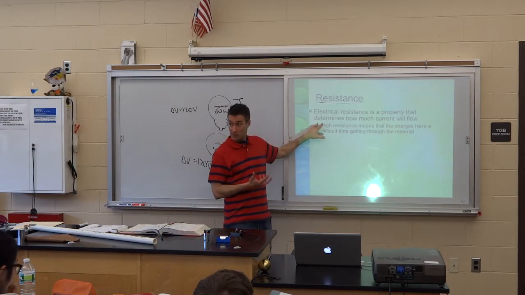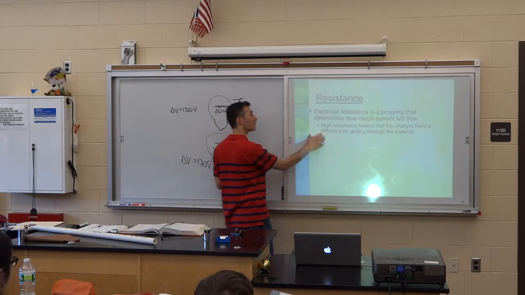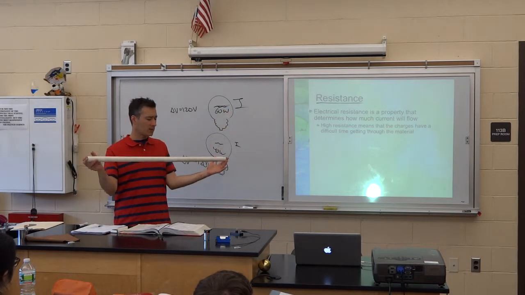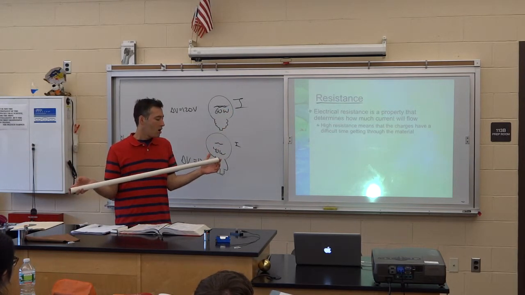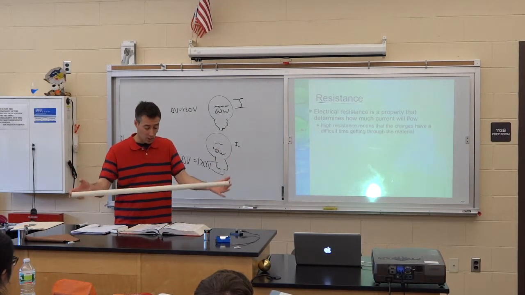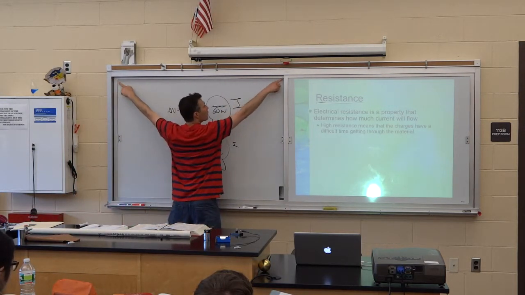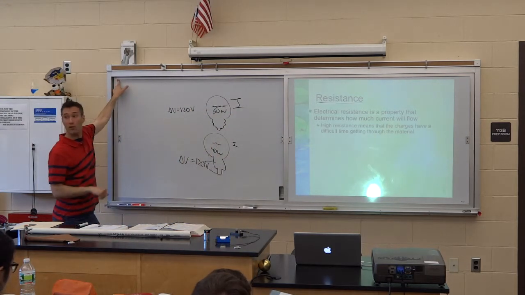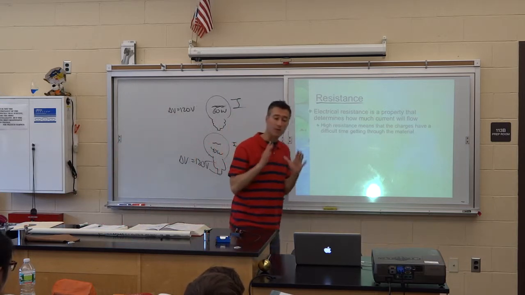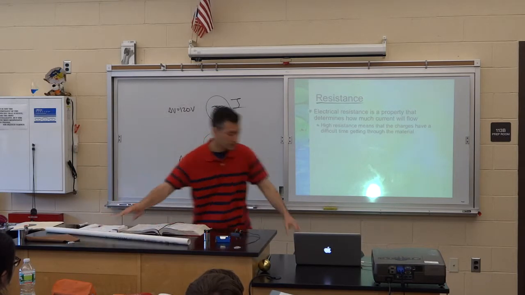High resistance, or a large value of resistance, does mean that charges have a very hard time getting through the material. The resistance of this whole PVC pipe might be something like 500 million ohms. Ohms is the unit for resistance. That'll be up top here in a minute. The resistance of this whole metal border to the whiteboard might be 2 or 3 ohms. So high resistance means a very difficult time getting the charges through the material. There is a high resistance to the charges moving.